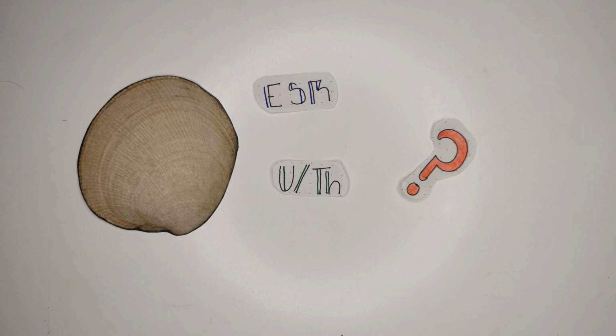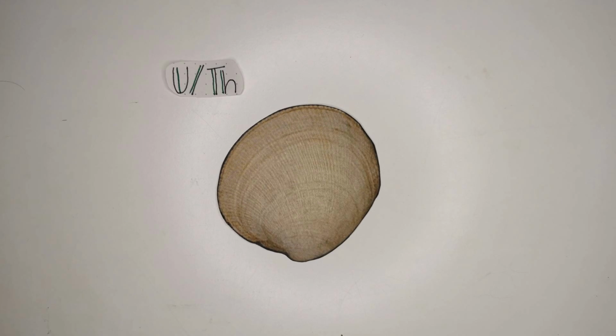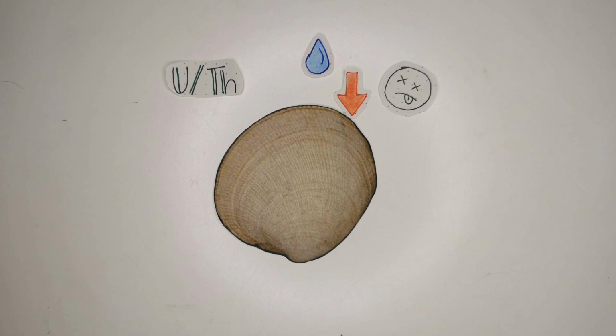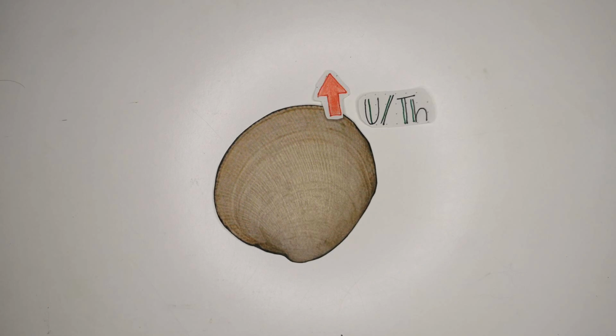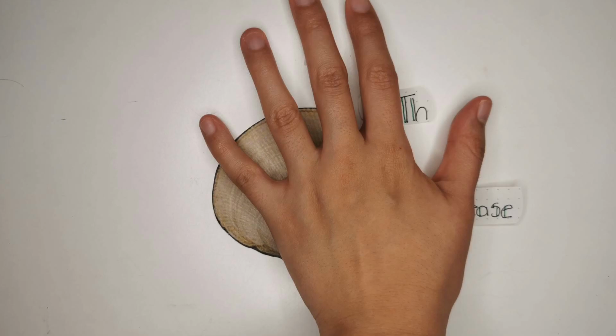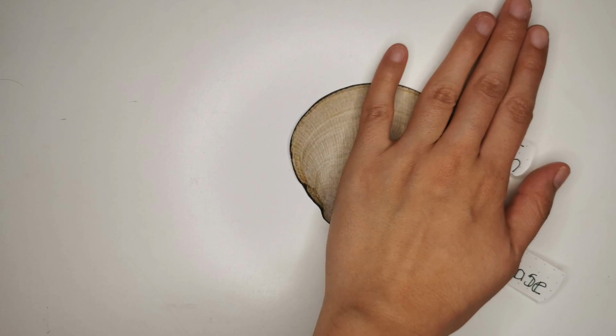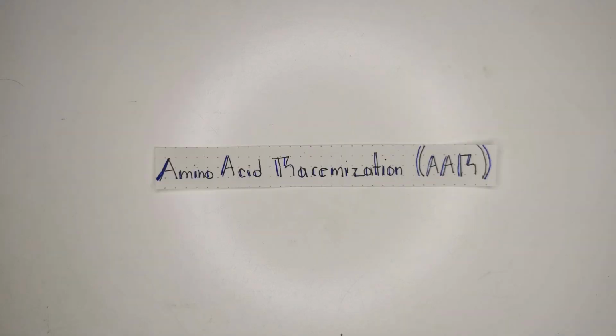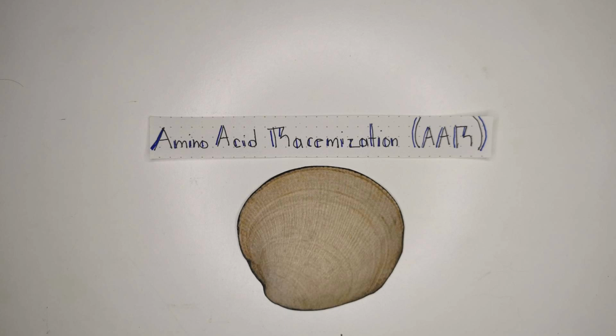Why? Because mollusk shells are a uranium-thorium open system. This means that at the organism's death, shells allow the infiltration of water or other materials, causing the incorporation or leaching of uranium and thorium. As a result, the uranium-thorium levels are altered. An alternative for establishing the geochronology of this deposit is the amino acid racemization method, or AAR.